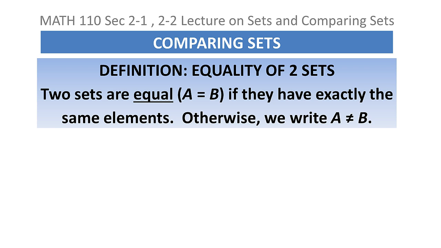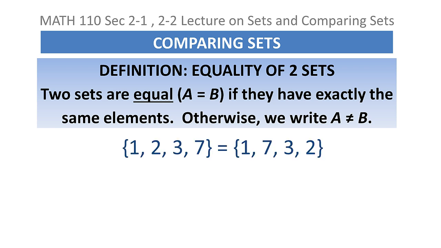We can also define equality of two sets. It's a very simple idea. Two sets are equal, we might say set A is equal to set B, if they have exactly the same elements. Otherwise, we say that A is not equal to B.